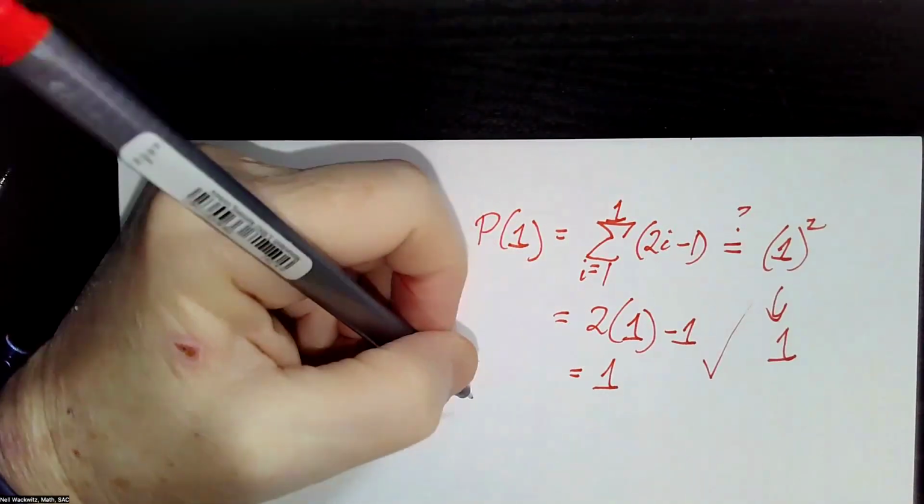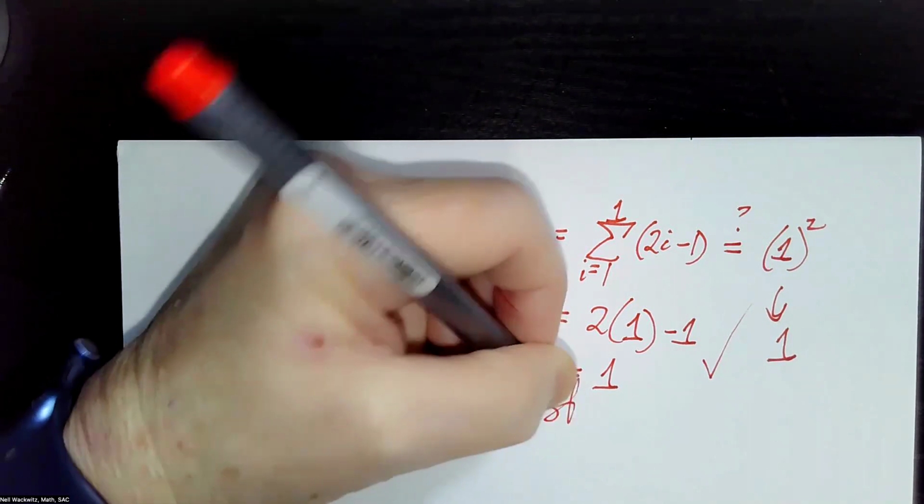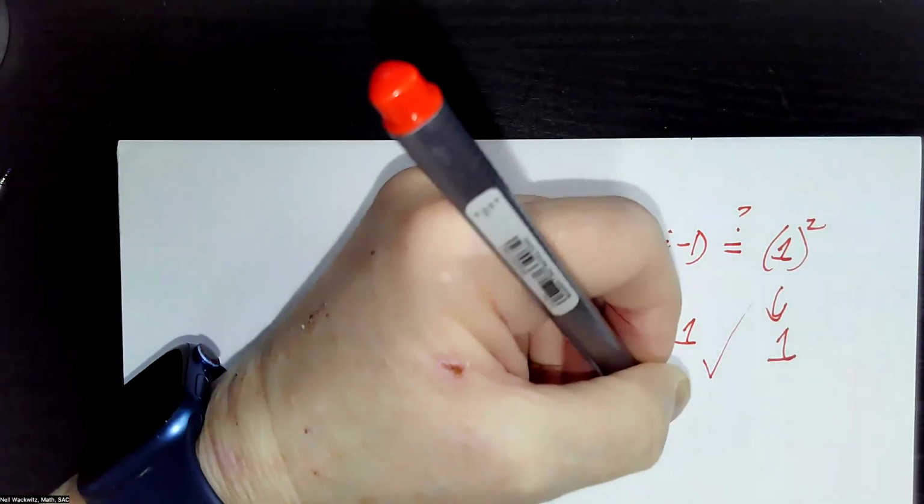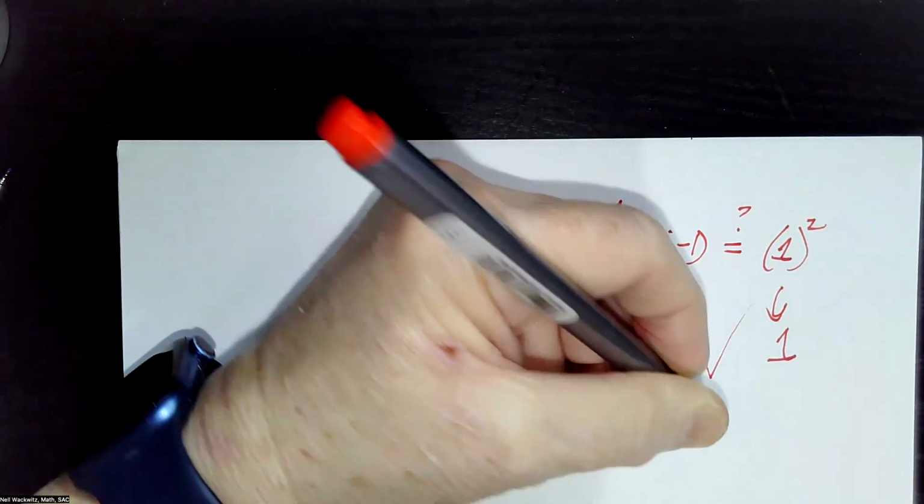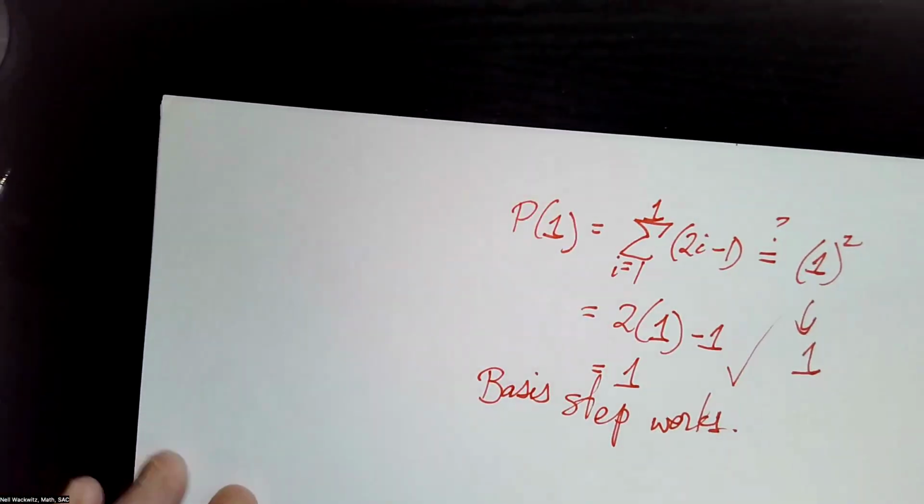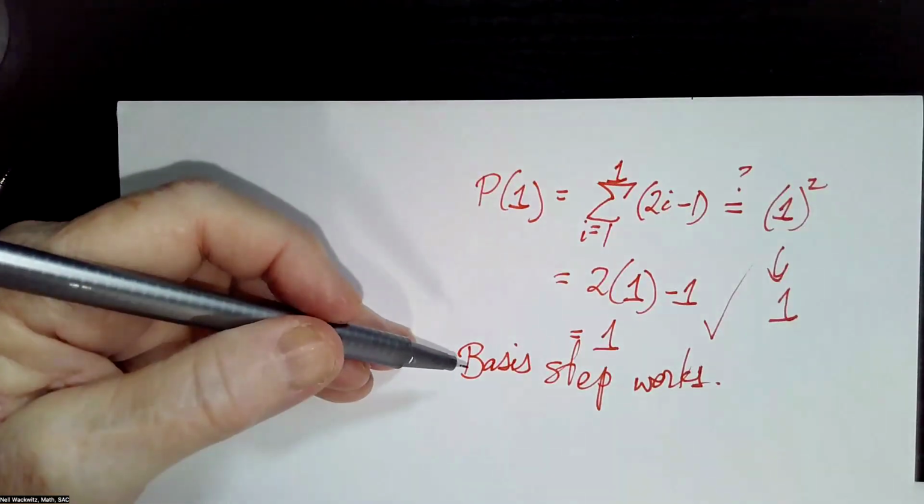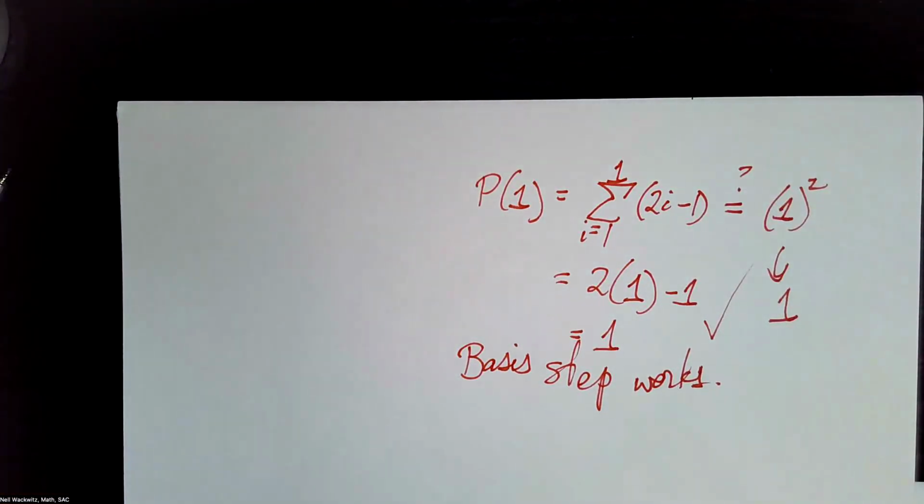So basis step works. And this is like the first domino, or making sure that your ladder has a first step.